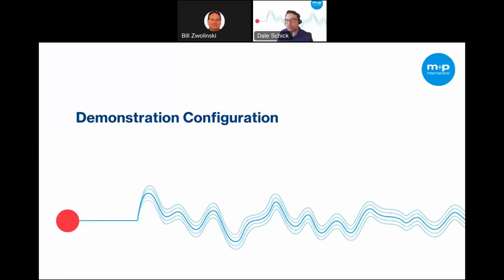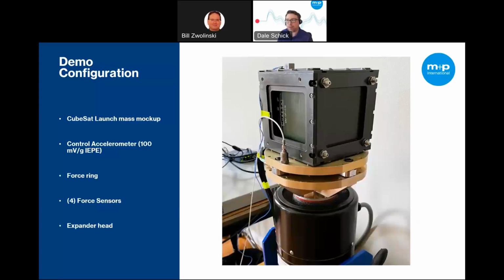So here we're going to review the configuration of the live demonstration so you know what it is we're running. If you remember that giant, awesome 32 force sensor setup, well, this is our marketing versus the reality, because this little guy fits in my office and it's sitting right behind me. You can't see it because it's blurred out by the background, but this is what we're going to run today. So we have a CubeSat launch mass mockup. This is not a real CubeSat. It just has some G10 model inside along with the 1U launcher.